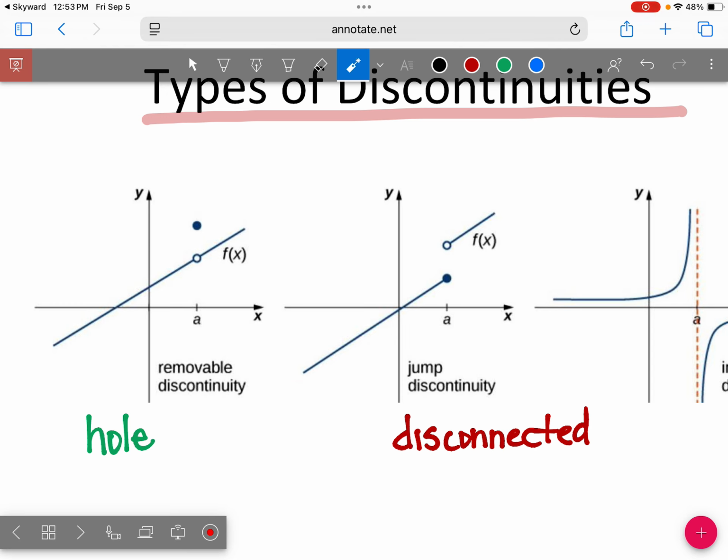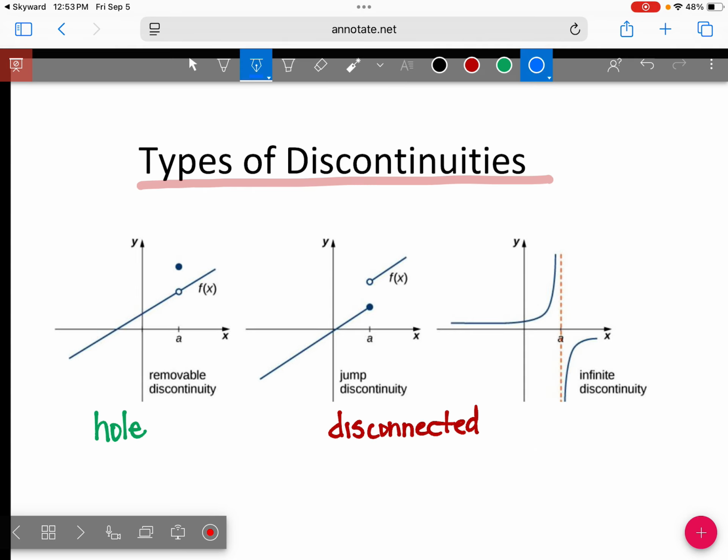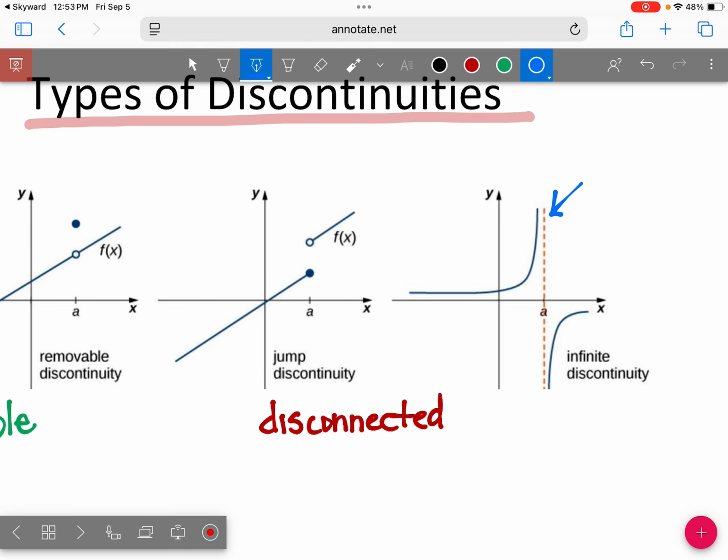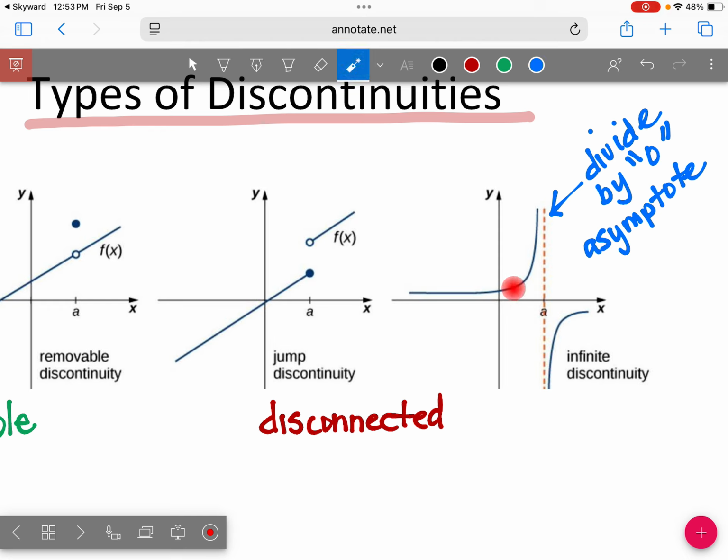And the last one is an infinite. An infinite occurs when you divide by 0. Because remember, we talked about the 2 red lights. When you divide by 0, you get an error. It causes an asymptote. So what happens is you can't go through it, so the graph just has to make a decision. Is it going to go up the wall or down the wall?